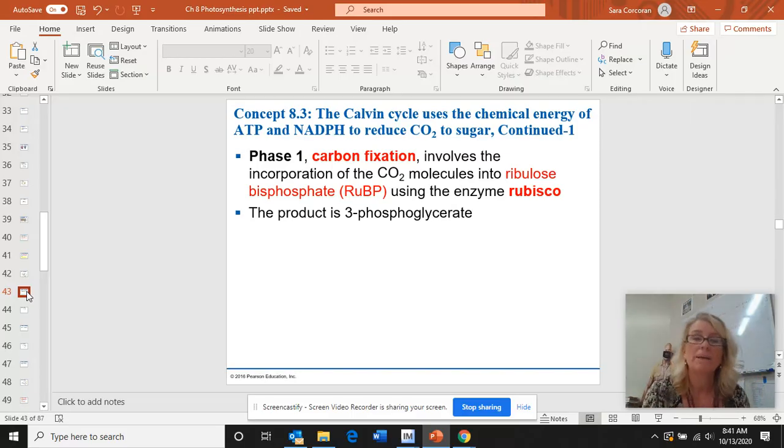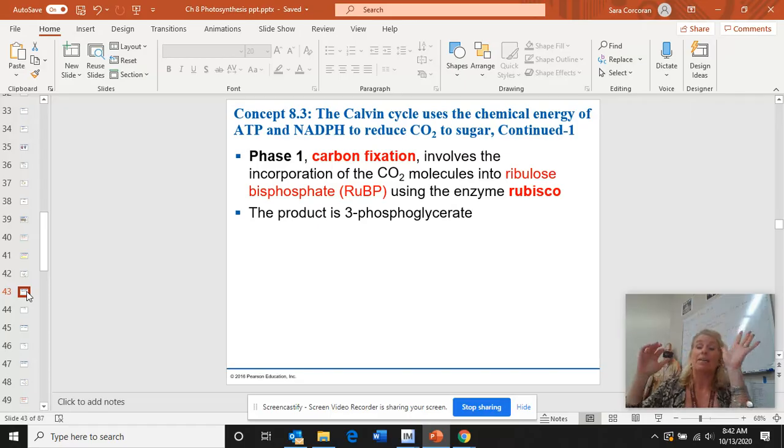So the first part is carbon fixation. When we fix carbon, where is carbon right now? Carbon dioxide. It's all around us, in the atmosphere. Carbon dioxide is everywhere. So it's no big deal to grab it from the atmosphere and attach it to a pre-existing carbon-based molecule already in the plant cell. So that's what carbon fixation is.